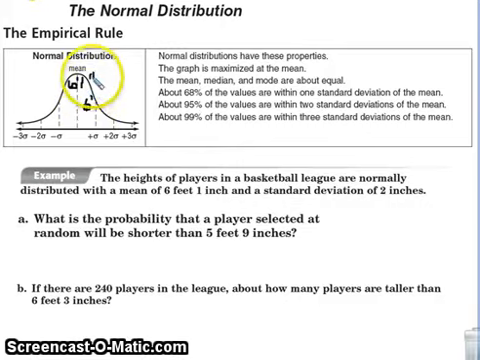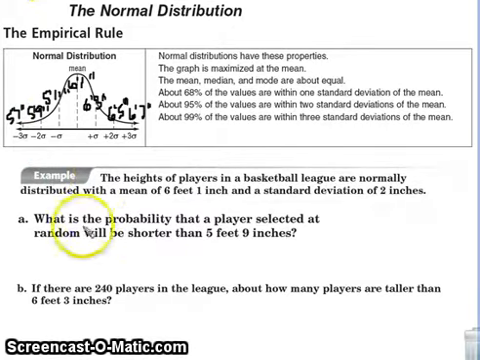If we are at 6'1" and we add 2 inches, we're going to go to 6'3". We're going to go to 6'5" for our second standard deviation, and we're going to go to 6 foot 7 inches for our third standard deviation. In the opposite direction, we are going to subtract 2 inches, so this is going to be 5 foot 11 inches. This is going to be 5 foot 9 inches, and this is going to be 5 foot 7 inches.